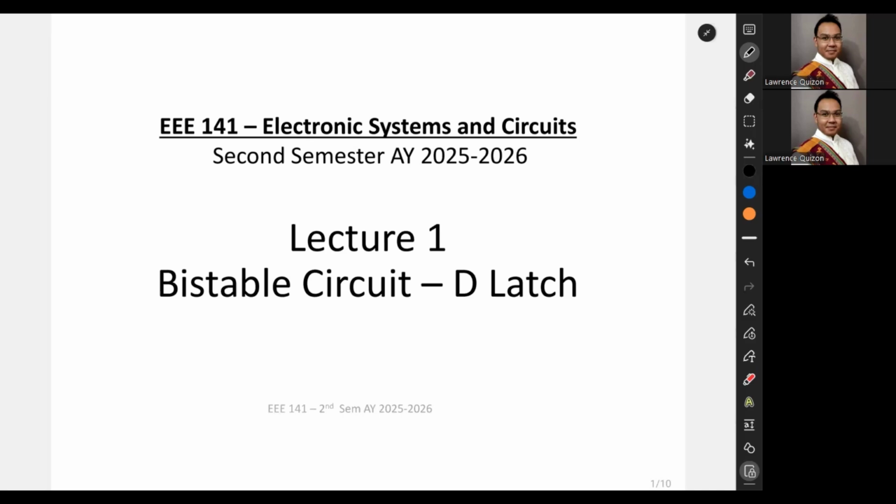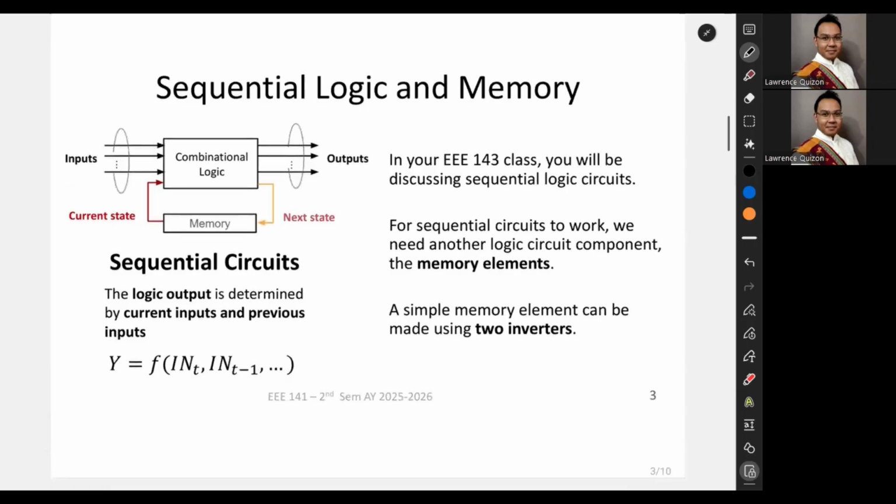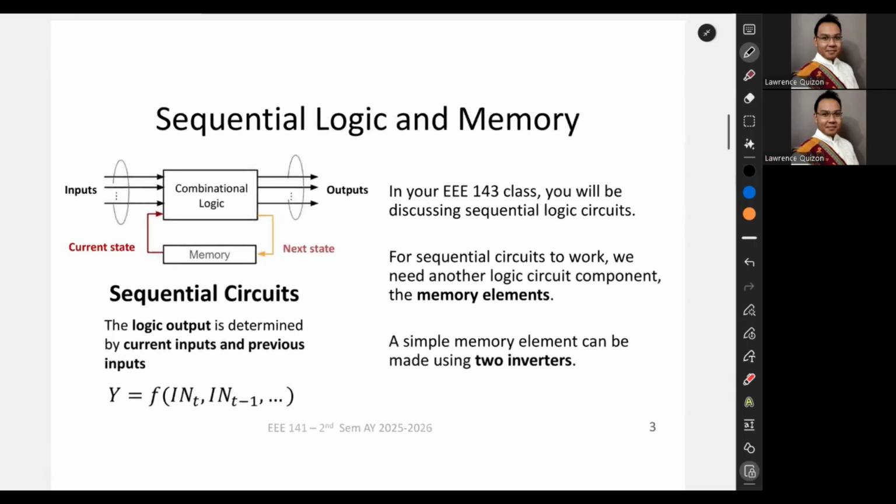So the next portion of the lecture is about the D latch. So what is the D latch? First off, in your 140 class, you won't be doing this until the latter half of the semester, but you will be discussing logic circuits.